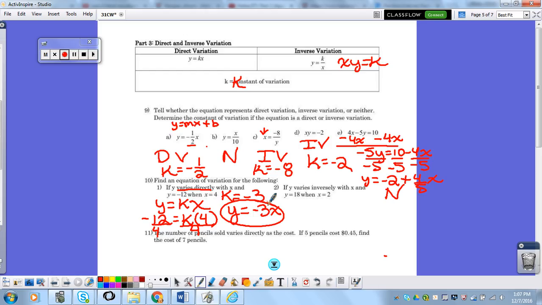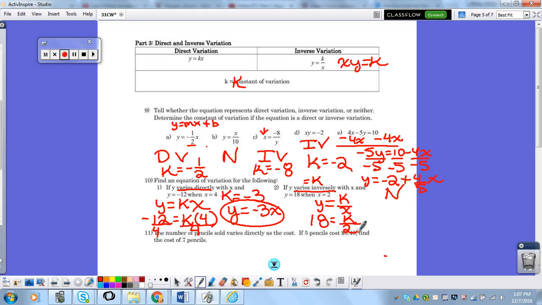Number 2 says if y varies inversely, whenever you see that again, that will always be the equal k part. Y varies inversely with x, and y equals 18 when x equals 2. So you can take those numbers, plug them in. And if you notice, you're not given a k.